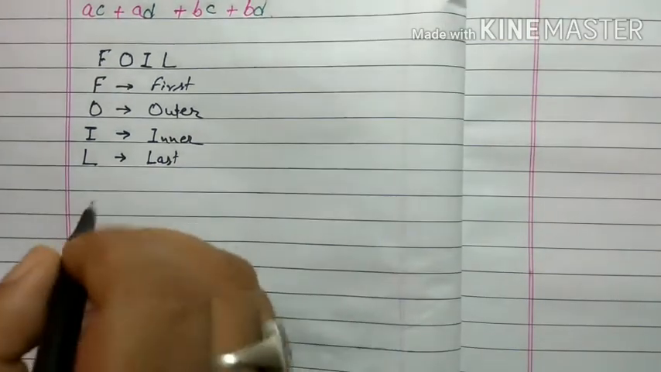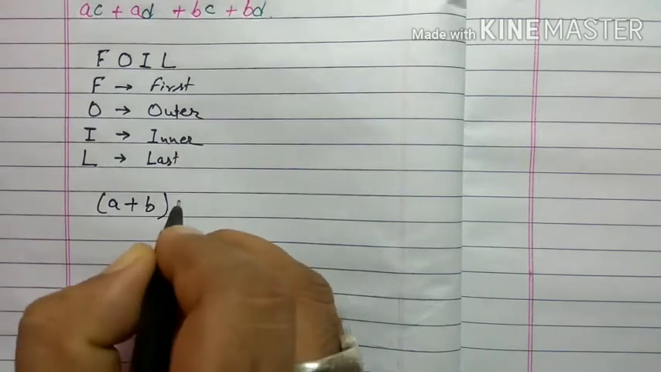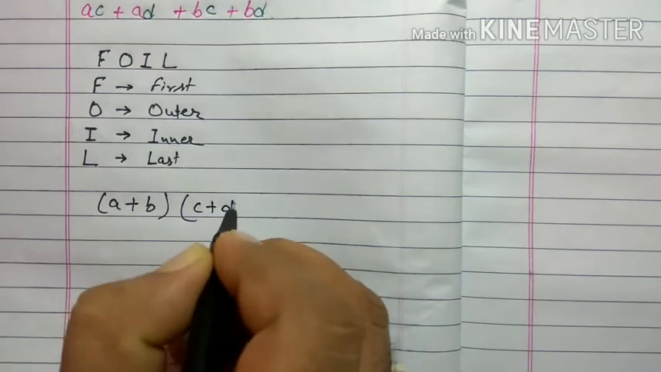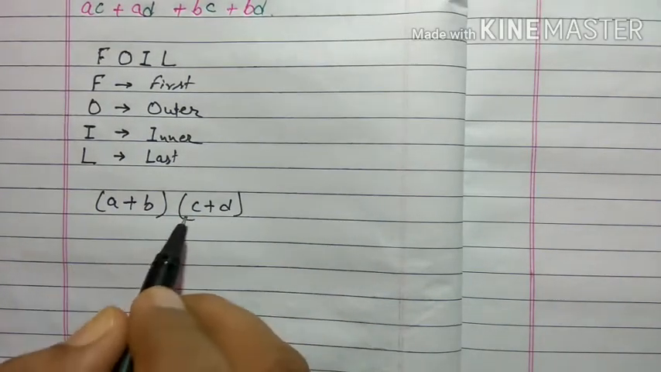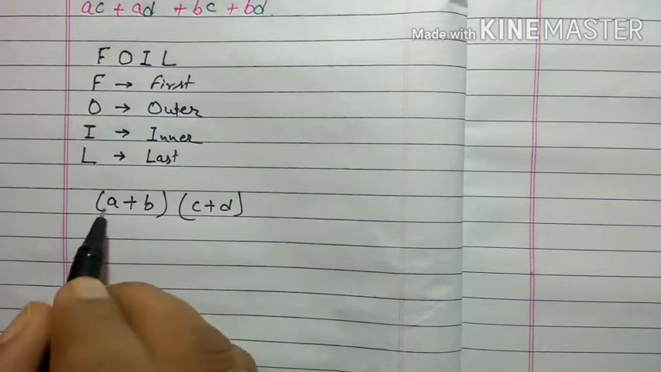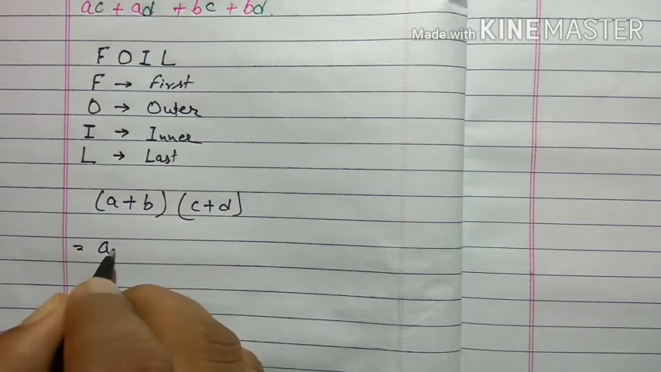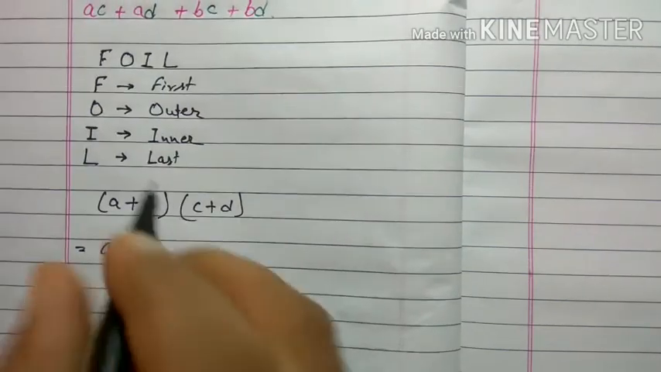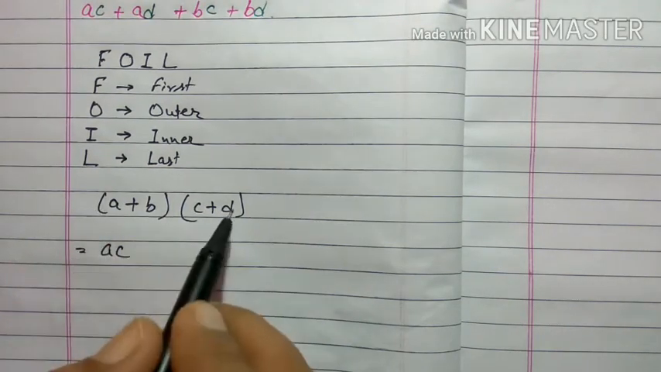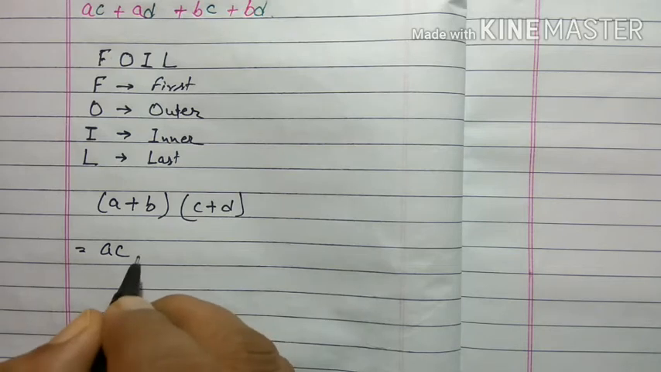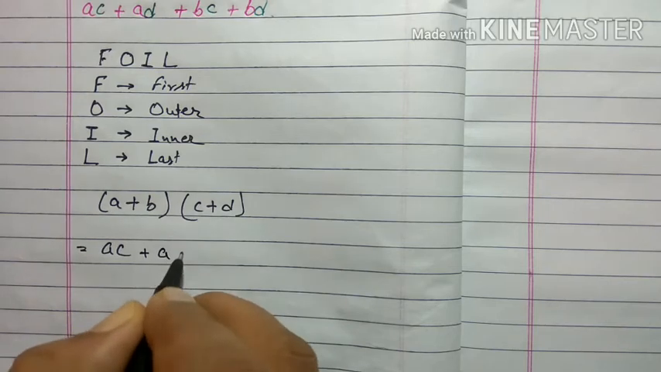Take one example, like the same a plus b multiplied by c plus d. F stands for first. The first numbers in both the brackets are a and c. So first we have to multiply a and c, and we will get a into c, ac. Then next is outer. We will multiply the outer numbers. Outer is this one and this one, a into d. It is also positive, so plus plus plus ad.